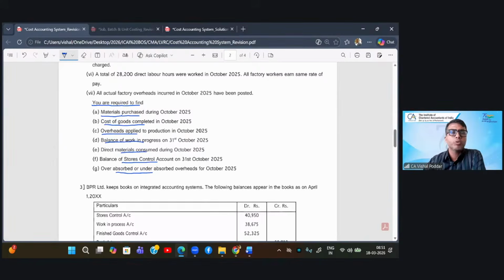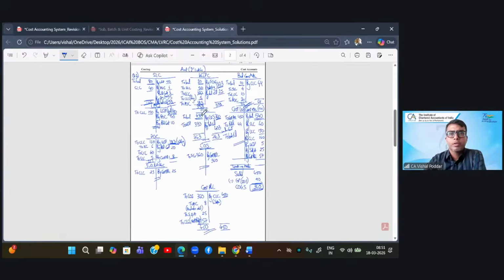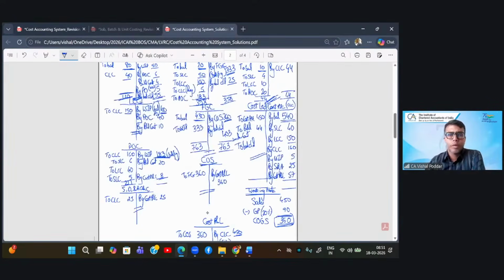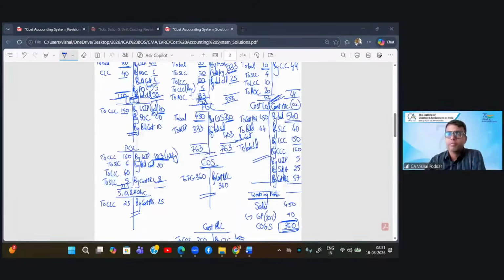Why have they not asked you to prepare complete accounts? Because in this sum, the data itself is incomplete. We cannot prepare all the accounts from this question, and that is why they have not asked for all the accounts. So let us solve this. So students, here I have got only one balancing figure, which is 483. Fine.